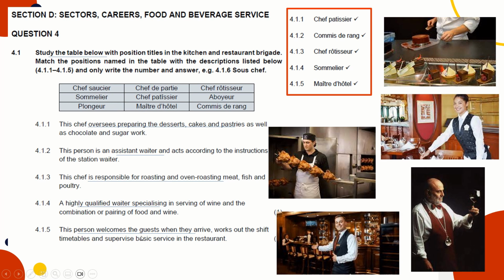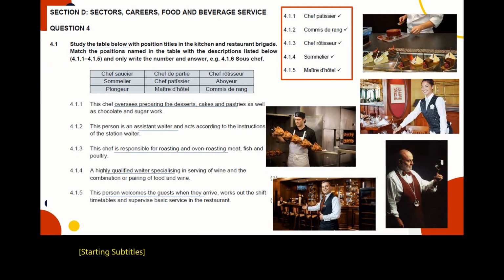4.1.5, the person that welcomes the guests when they arrive, and he works out the shifts, timetables, and he also supervises basic services in the restaurant. This person is known as the maître d'hôtel, also known as the maître d'.